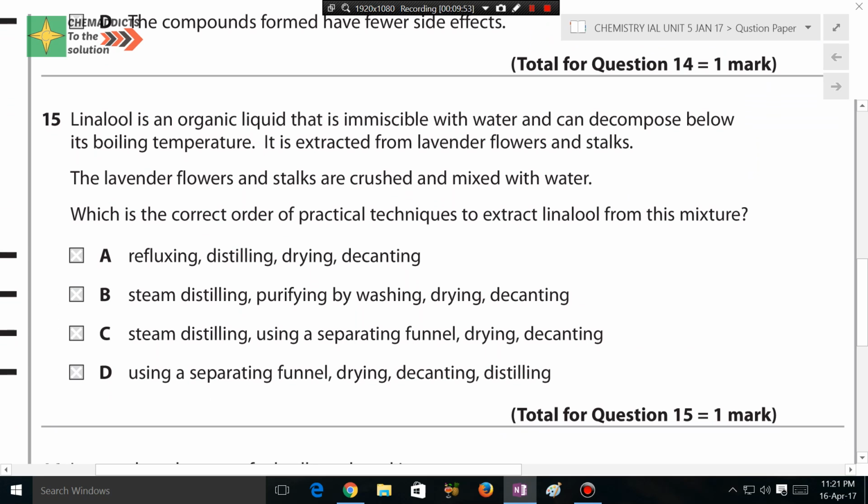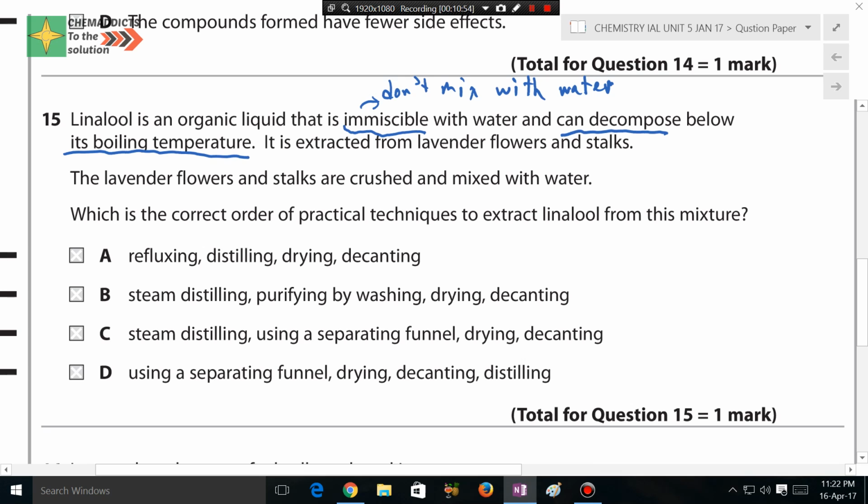In question number 15 it says, Linalool is an organic liquid that is immiscible, that is, it doesn't mix with water, and can decompose below its boiling temperature.